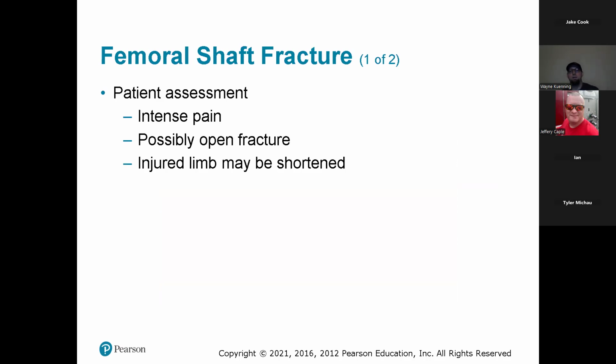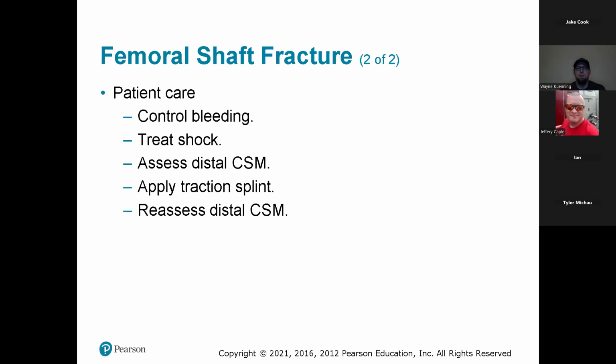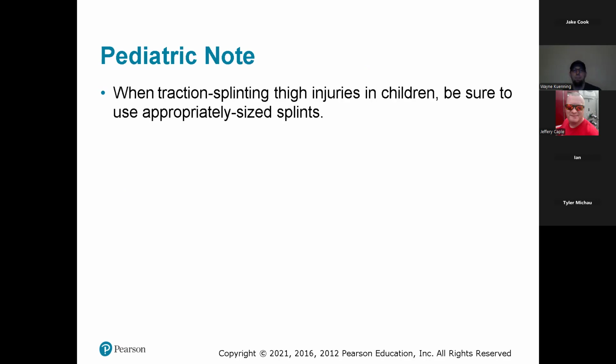Femoral shaft fracture typically presents with intense pain, sometimes open, sometimes shortened. Care is to control bleeding if it's open and treat for shock. Assess whether or not they have pulse, sensation, and motor function in that leg. Apply the traction splint, and then reassess CSM. Pediatric note: obviously, we don't want to use an adult traction splint on a kid. It's not going to fit right.